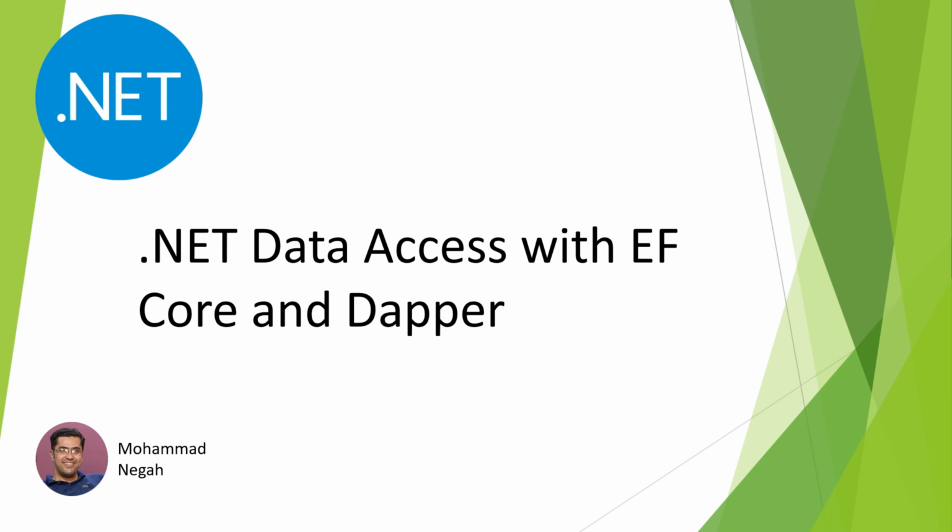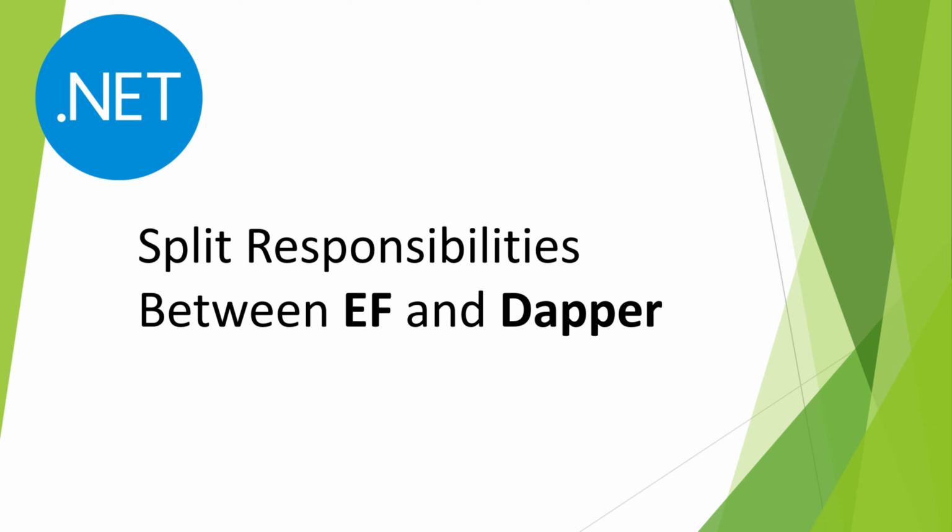Dapper is a lightweight and fast ORM designed for optimized reading of data. So in this video, I'm going to show you how to split responsibilities between EF and Dapper in a clean architecture. We will use EF for handling the creation, updating, and deletion of records, and Dapper for fast and efficient reads, giving you the best of both worlds. By the end of this video, you'll understand how to structure your project, set up both EF and Dapper, and integrate them smoothly into an efficient data access layer that balances performance with simplicity.